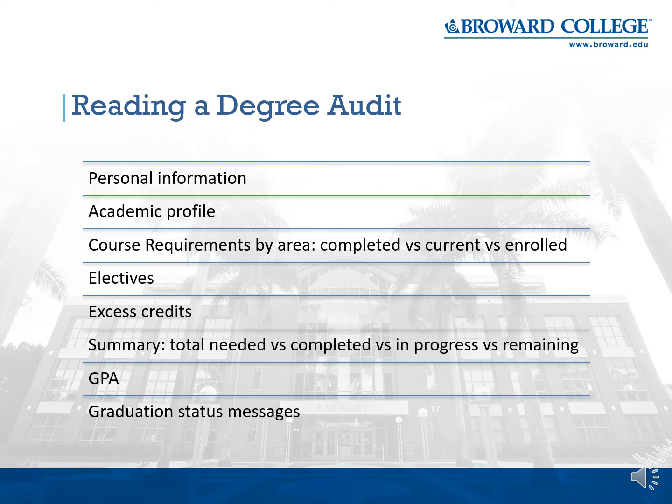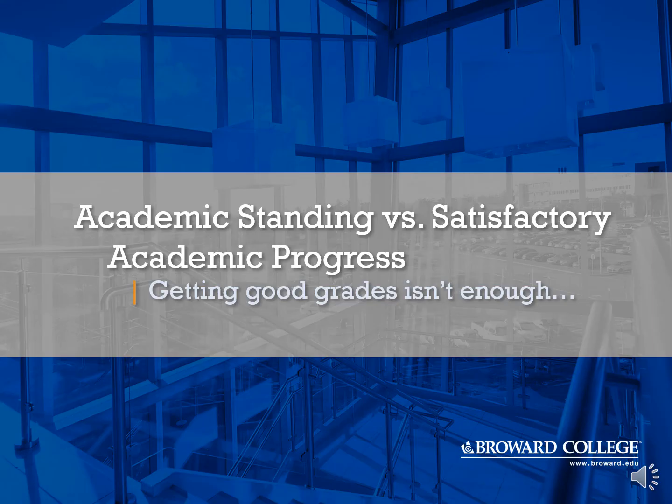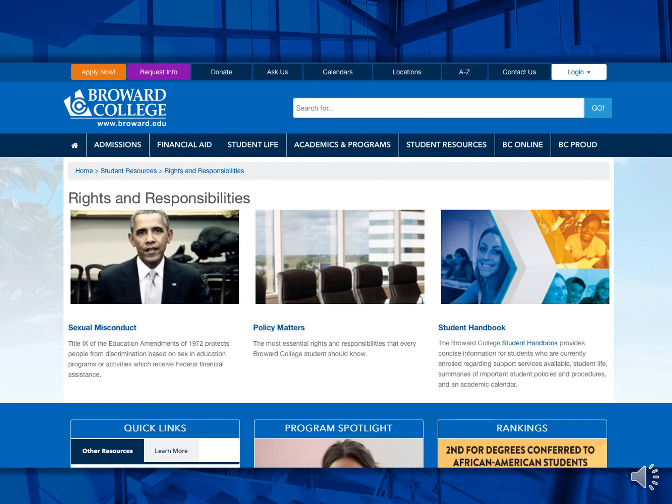Now, in order to understand how to read your degree audit, you have to understand the terminology. Some of the terminology here is your electives. Those are courses that you choose to take that are different than the courses that are in your major. Make sure you don't have excess credits, and understand that you have to complete your program in time. Understand what your GPA is, and understand what your graduation status is. And understand that you have to be in good academic standing.